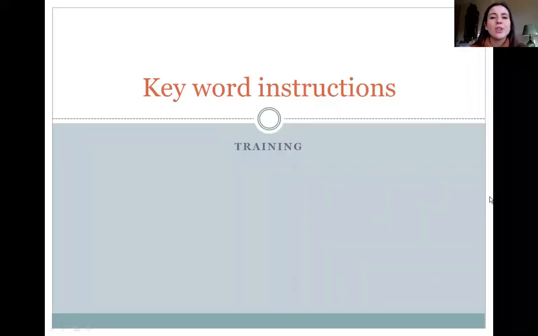In this video, I'm going to give a quick explanation of what keyword instructions are, with some examples of instructions with different levels of keywords. So children need to gradually increase the amount of information they can take in at any time as they learn to respond to longer and more complex instructions.